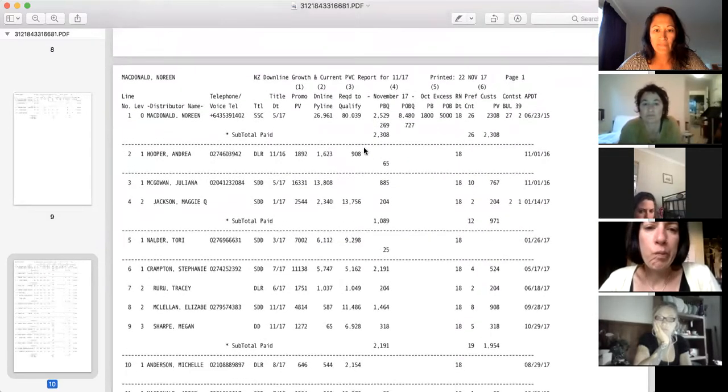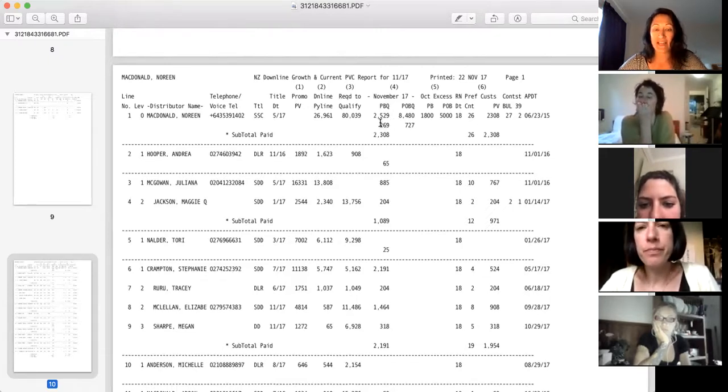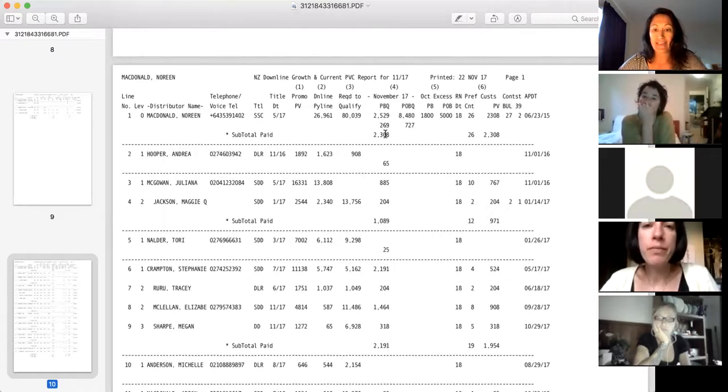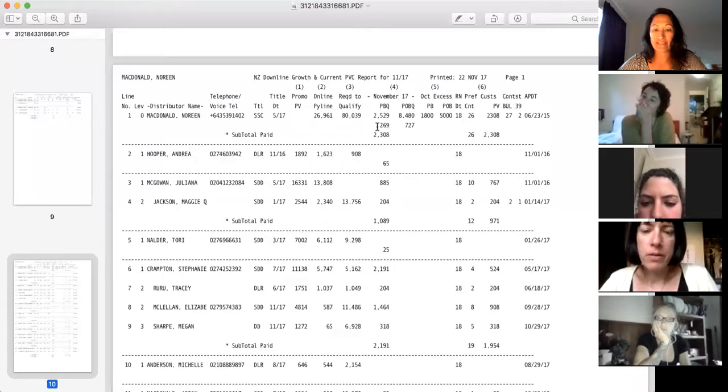Here we go. So see here, PBQ, so I've got 2529, but then underneath here, see the 269? Nat just pointed out to me that that's unpaid customers for me. So I'm not collecting on these customers, so I need to go into my customer genealogy and find out who has had a declined payment. So that's something else to be aware of.